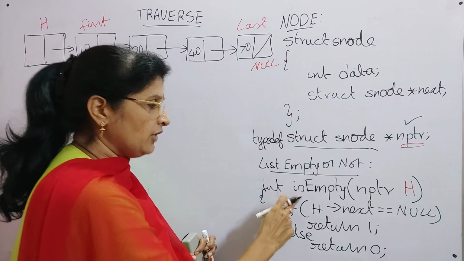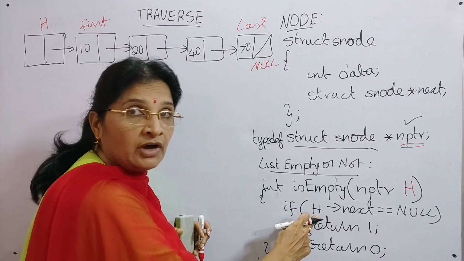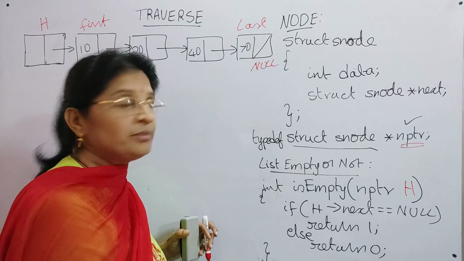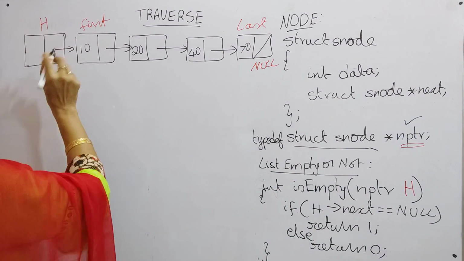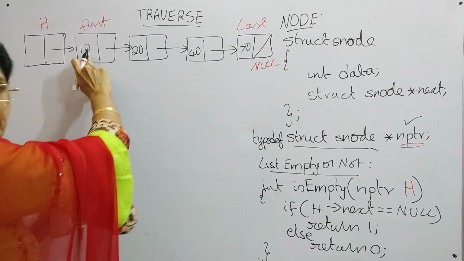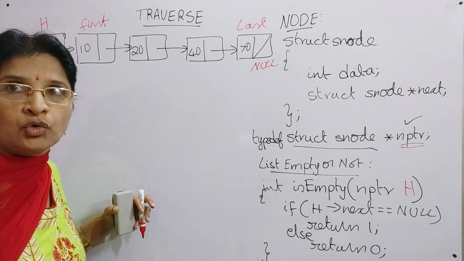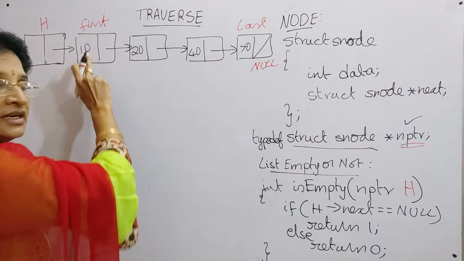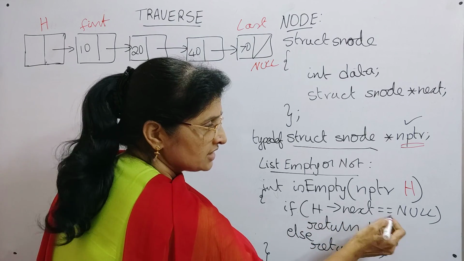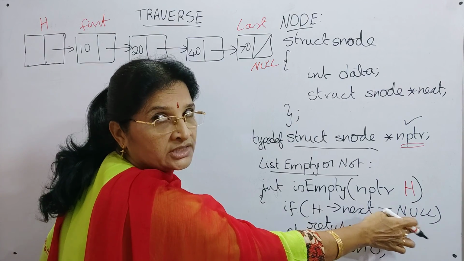First of all, we will check whether H next is null. If H next is null, it indicates that it is an empty list. But suppose H next contains some value, that is, the address of another node. Then it indicates that the list is not empty. Then what will happen to this condition? Is H next equal to null here? No, it is not equal to null.